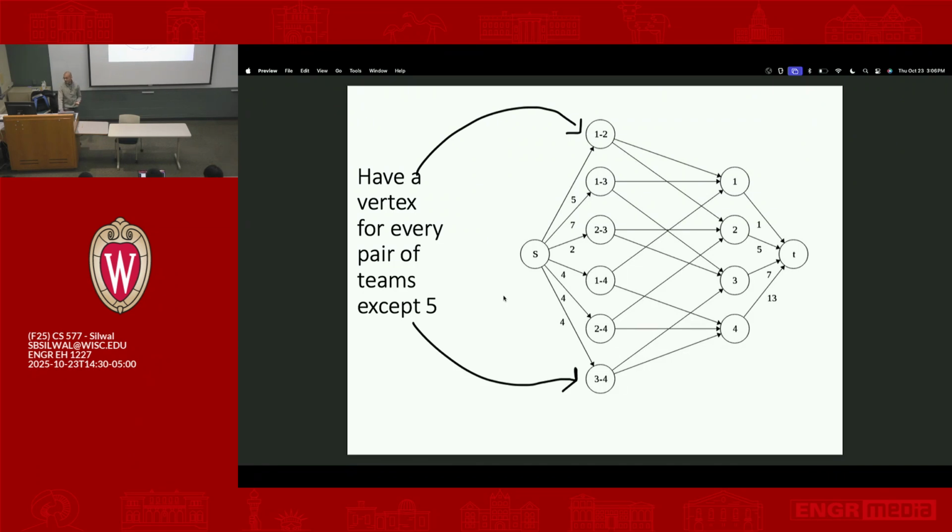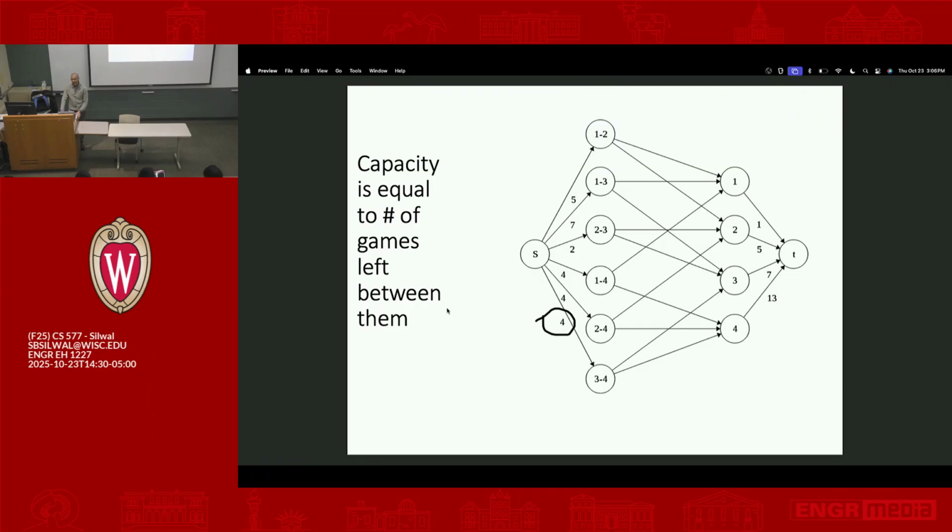And now, what are these numbers? I told you how the graph is built, but I haven't told you what the numbers are yet. Basically the graph is just a way to assign, for every team, what kind of matchup it participates in. That's what this graph is capturing. And the capacities on these edges are just how many games are left between every pair. Like I said, the 3-4 pair has 4 games left, and different pairs have different numbers of games left.